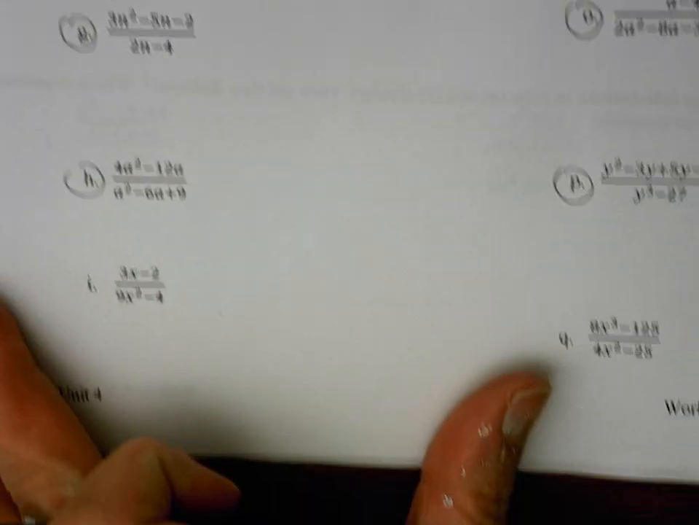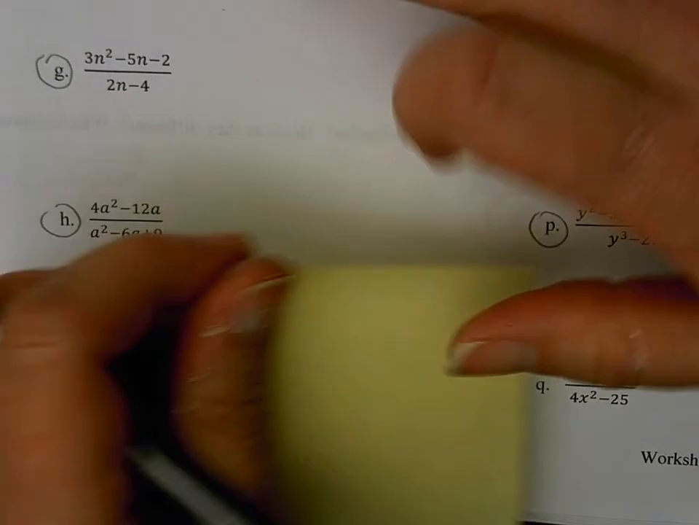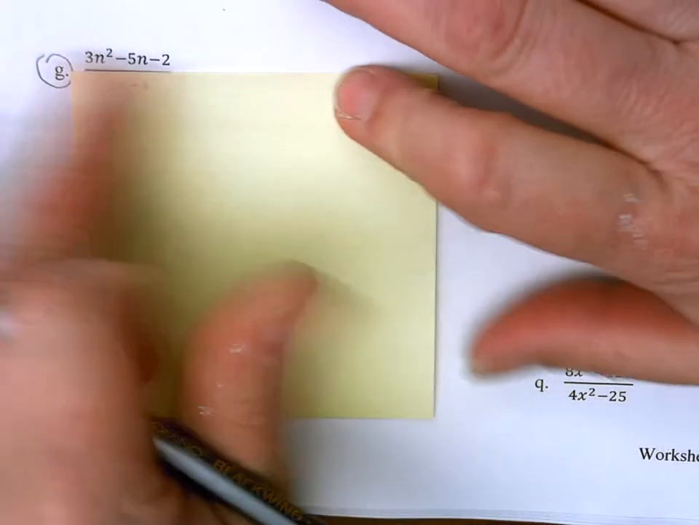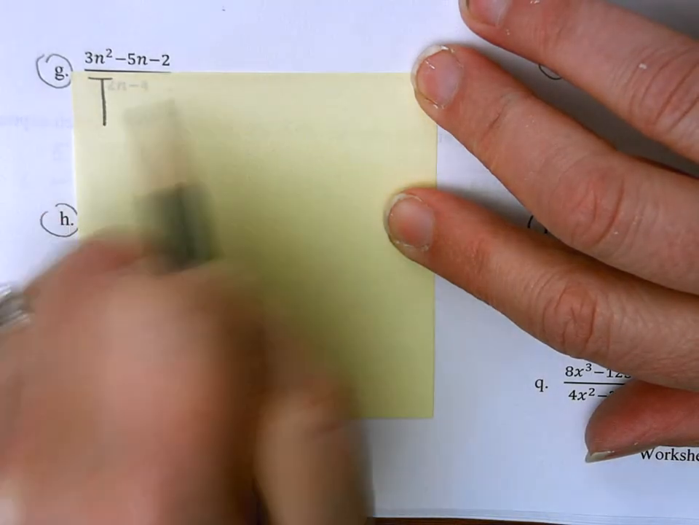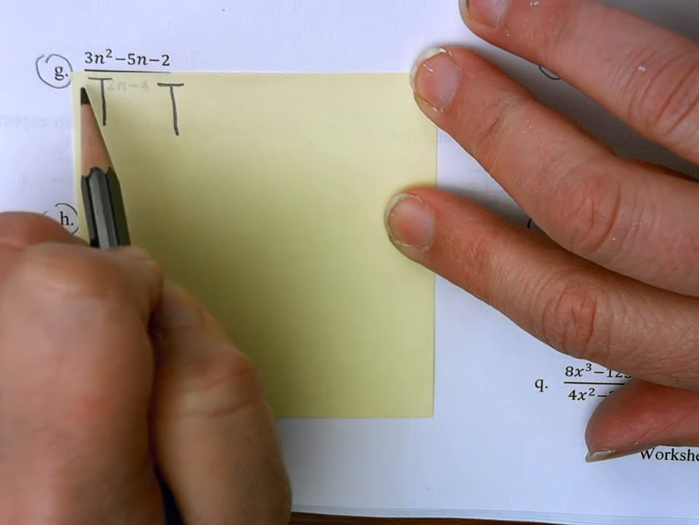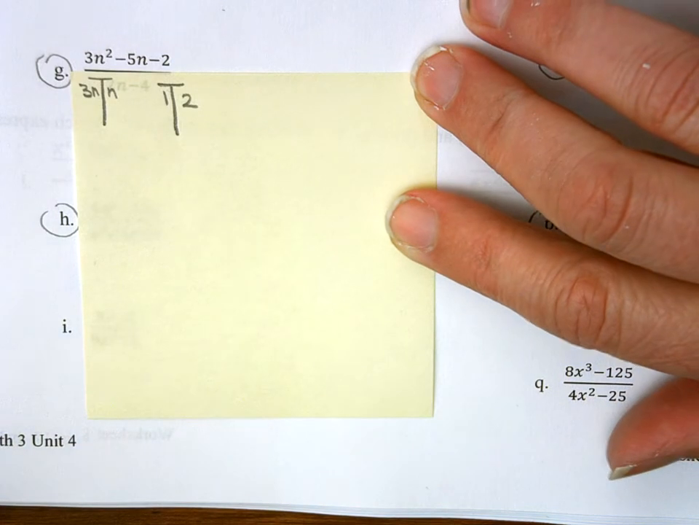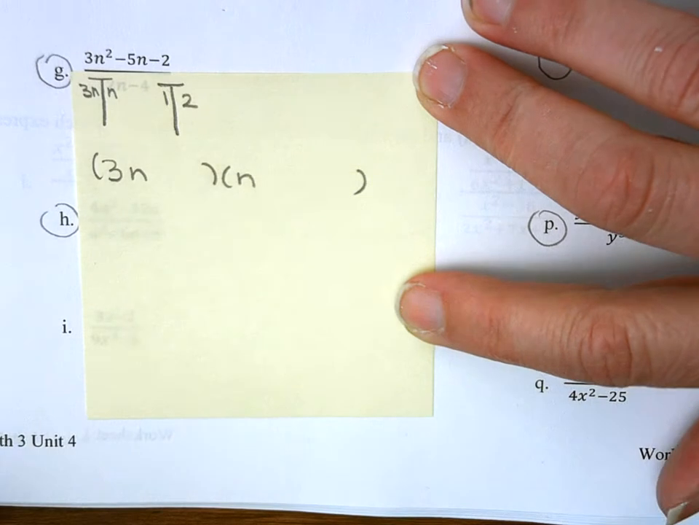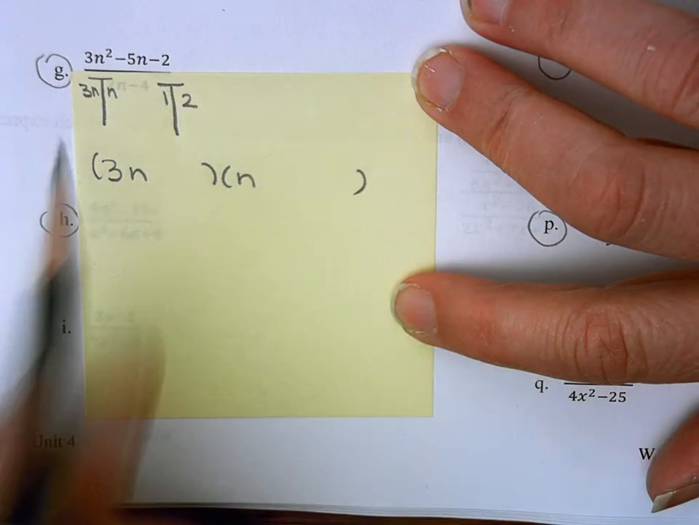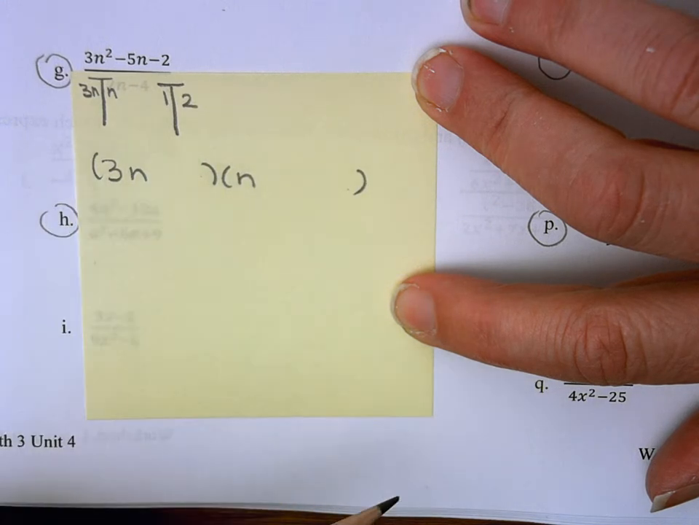Okay, let's take a look at G. For G, I have adding and subtracting in my problem, so that means I want to factor. For the numerator, I have 3 terms, so I want to list my factors. 3n squared is 3n and n, and 2 is 1 times 2. Because those are my only possibilities, I have to figure out, does the 1 go here or here? And I know I'm trying to get a 5.